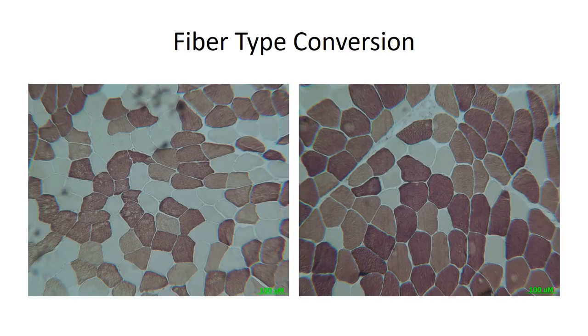This brings us to an important physiological question, and one of my biggest pet peeves, to be honest. Does fiber type conversion exist? In other words, can a type 1 muscle fiber suddenly become a type 2A or 2X fiber and vice versa?